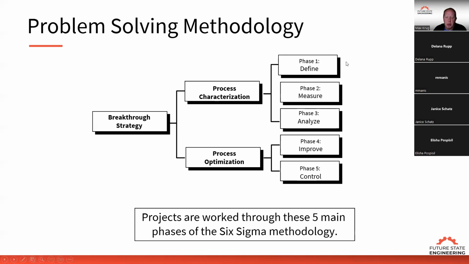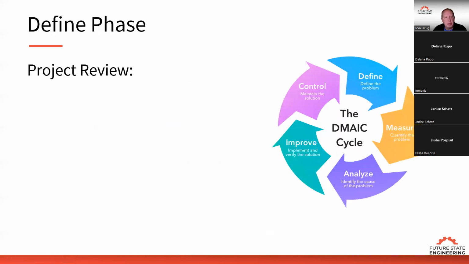So when we do a Six Sigma project, we're working through the 5 phases of the Six Sigma methodology. So let's talk about those phases now. The first is our define. That's defining the problem that we're going to work on. There's a project review stage where we define the project charter and establish the business case. So why would we want to focus on this process or this problem? What's that going to do for the business?